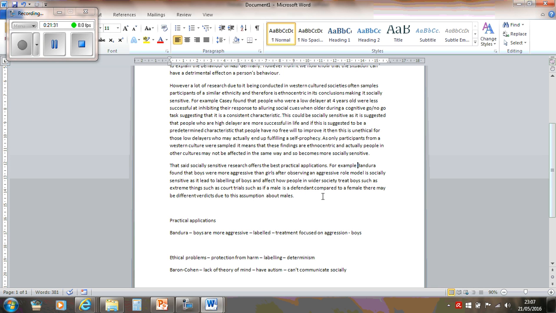For example, Bandura found that boys were more aggressive than girls after observing an aggressive role model, which is socially sensitive as it can lead to labelling boys and affect how people in wider society treat boys, such as in extreme things like court trials. If a male is a defendant compared to a female, there may be different verdicts due to these assumptions about males.